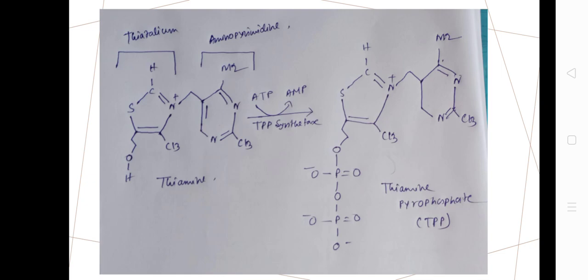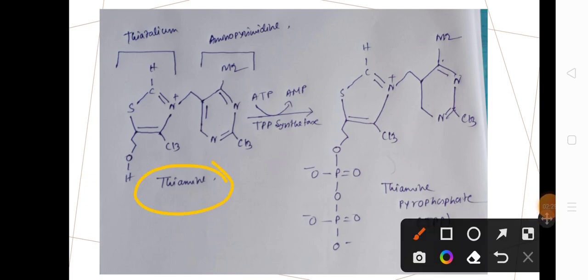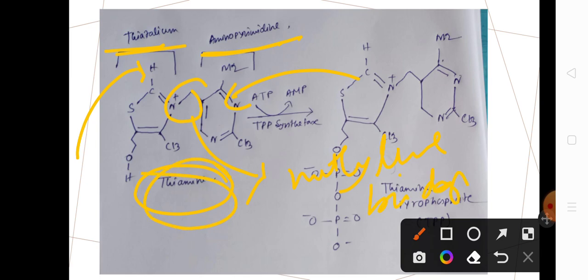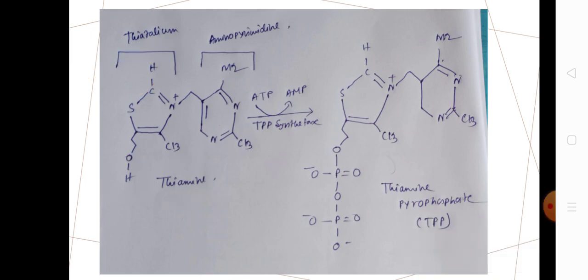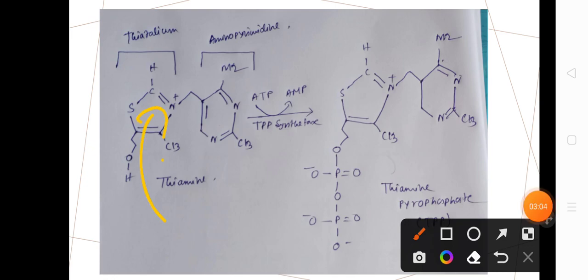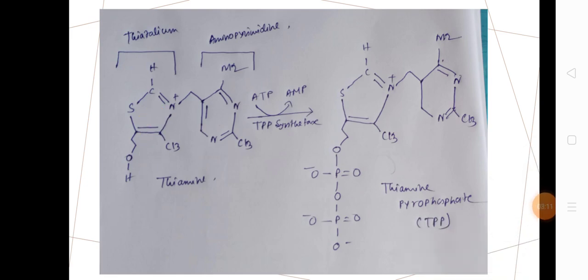So first we have to learn about thiamine. Thiamine consists of two things. One is a substituted thiazole ring, which is thiazolium. Another one is a substituted pyrimidine ring, which is aminopyrimidine. And this thiazolium and aminopyrimidine are joined together via a methylene bridge. Okay, so that is the structure of thiamine. Here, two phosphate groups will be attached to the substituted thiazole ring, also known as the thiazolium ring. Remember, this thiazolium ring is the catalytically functional group of thiamine. So that is the idea of how we can convert thiamine into its biologically active form, thiamine pyrophosphate.